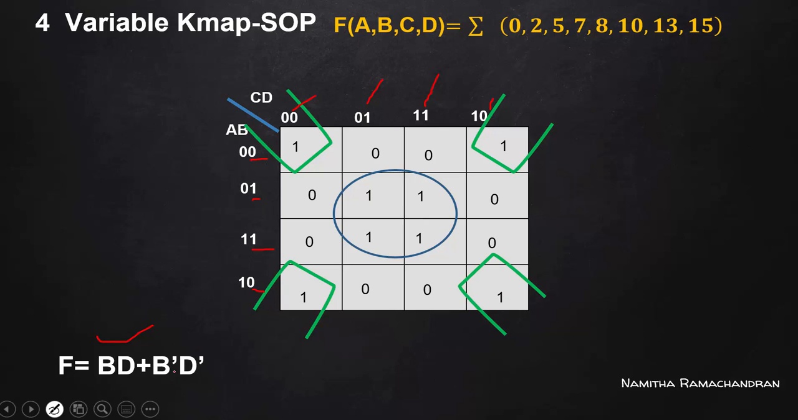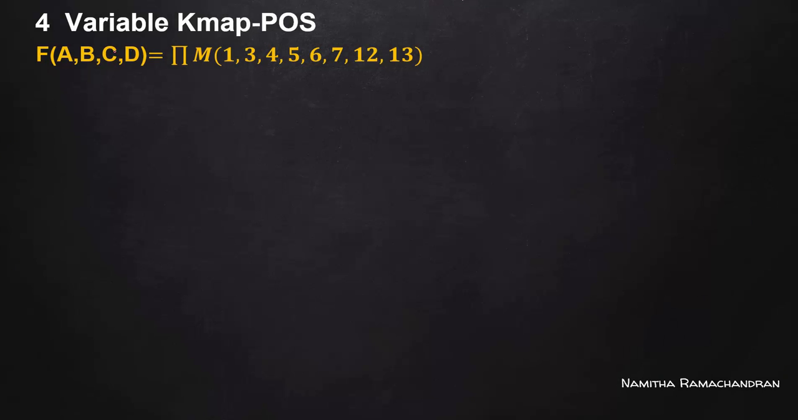So we need to combine these min terms using logical OR operation in SOP form. So this is the minimized form of this particular given SOP form simplification. Next is about the POS form simplification using 4 variable Kmap. The 4 variable Kmap representation and the question is given like this.